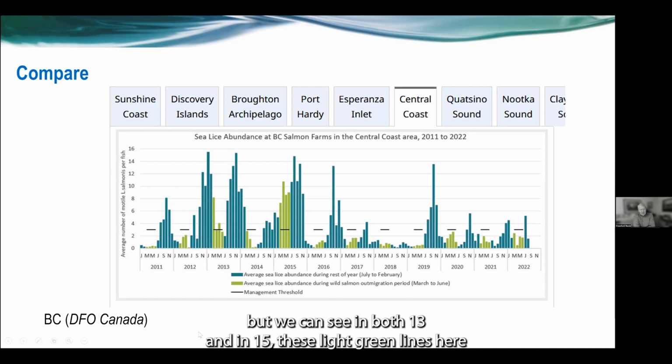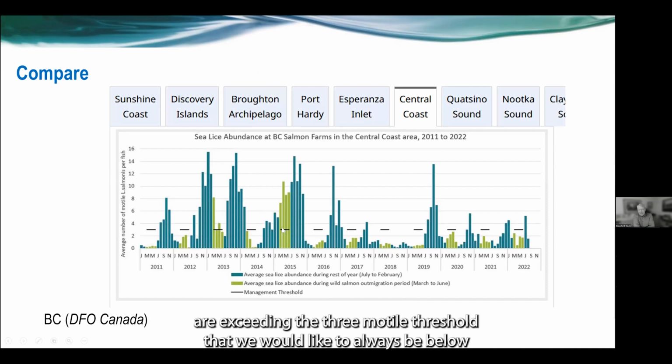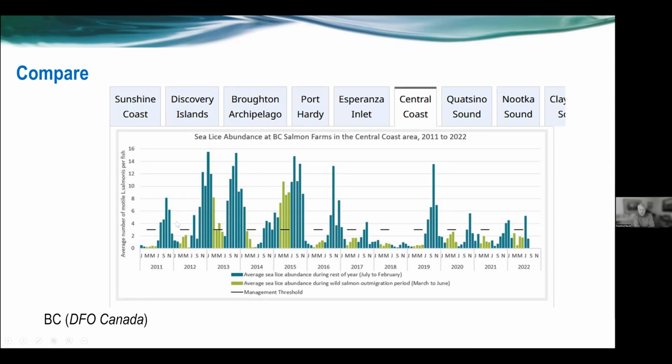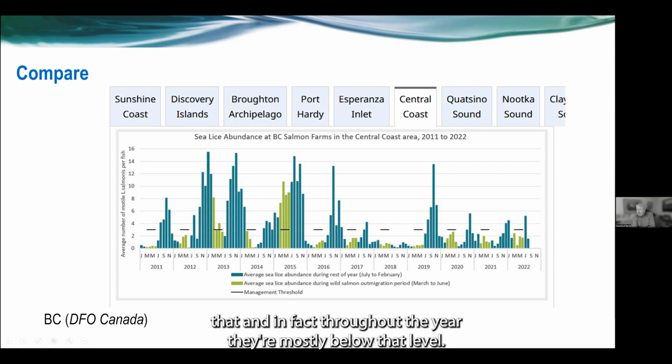But we can see in both 13 and in 15, these light green lines here are exceeding the 3 motile threshold that we would like to always be below during the migration period. So there is some breach of that, but broadly speaking, in most of the other years, in fact, in all of the other years, the levels are below that. And in fact, throughout the year, they're mostly below that level.